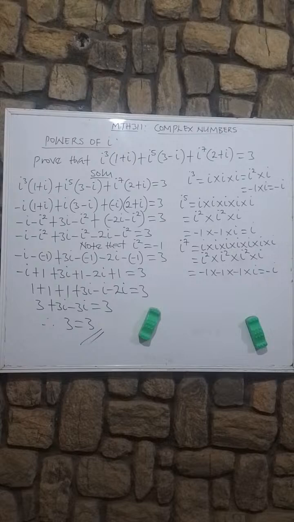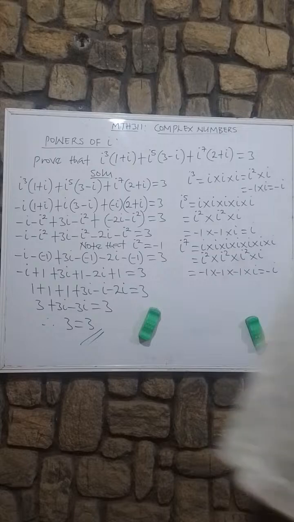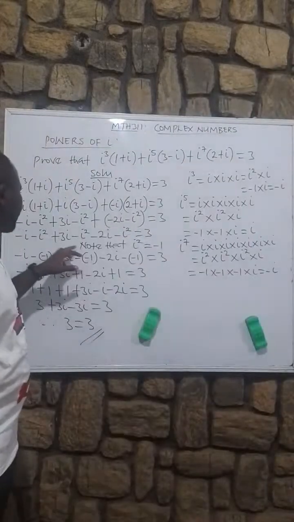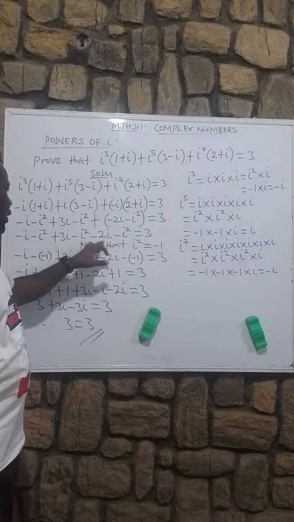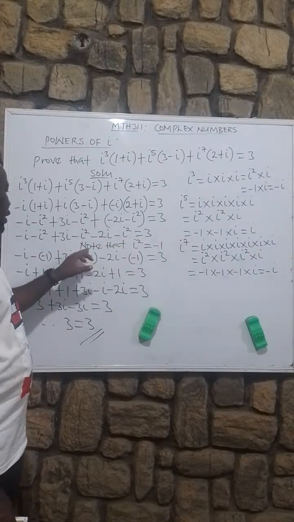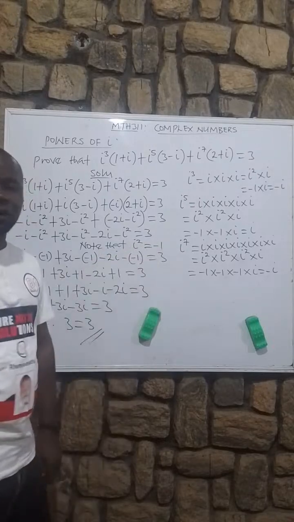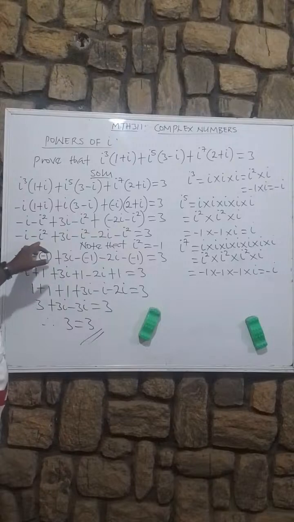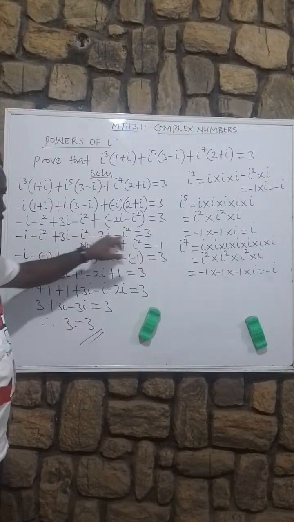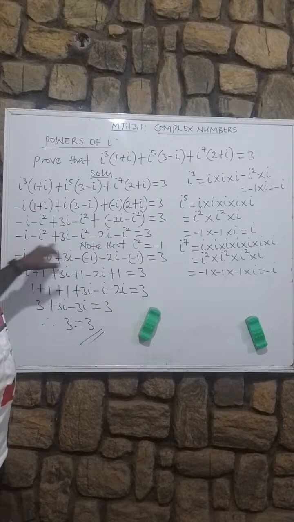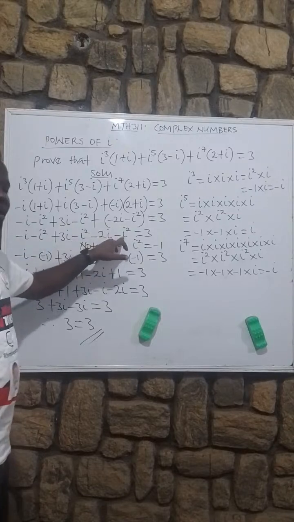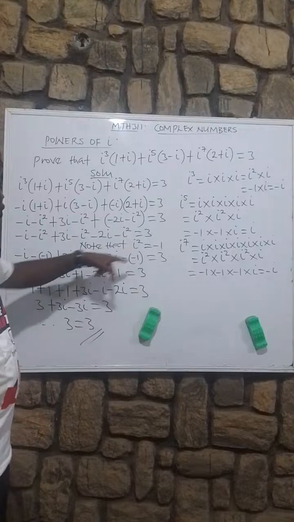Oh, Rabiu Yusuf. How do we get 1 plus 1 plus 1? Look at it from here. You understand it up to this point, right? I said note that I squared equals minus 1. True or false? So now, anywhere you see I squared in this equation, this is I squared, this is I squared, this is I squared. So you replace it with what?